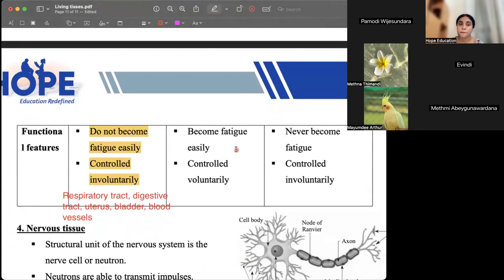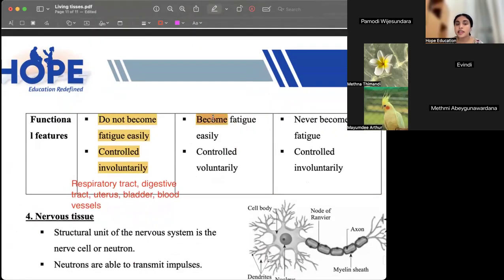Let's look at functions. Functional features. Become fatigued easily. Okay, let's say you're again the same example, you're going up a hike. So at some point your legs will start to hurt. That is because the leg muscles are fatigued, right? That means they are exhausted, and then pain comes. And also controlled voluntarily. All the places with skeletal muscle tissue are places we can control. We can control. Let's say you're running, you're walking, your legs, hands.